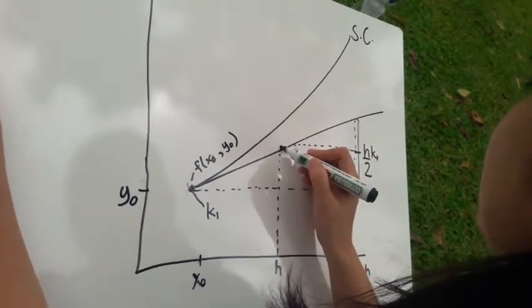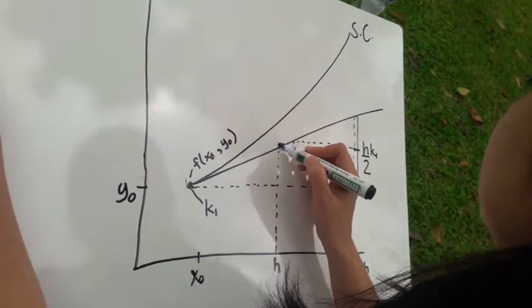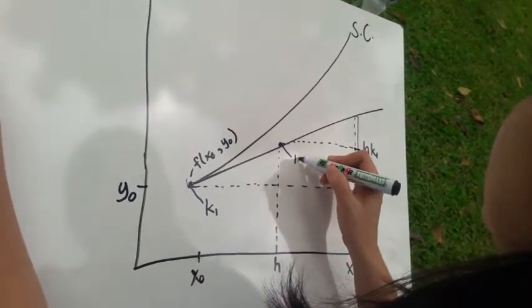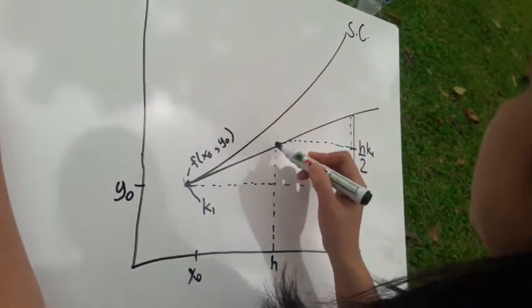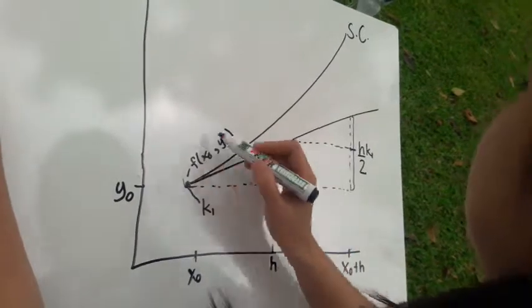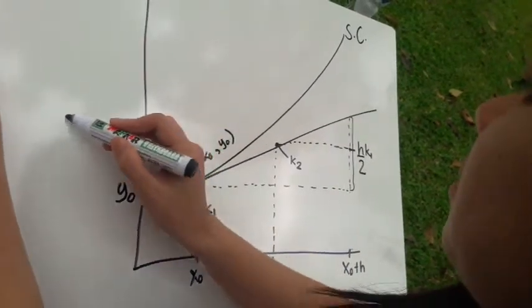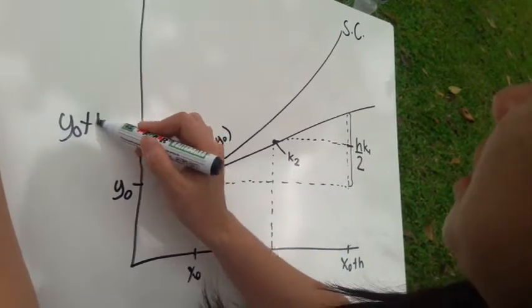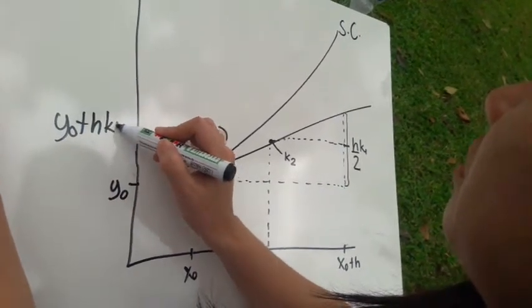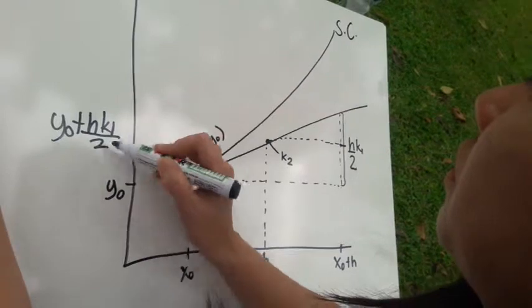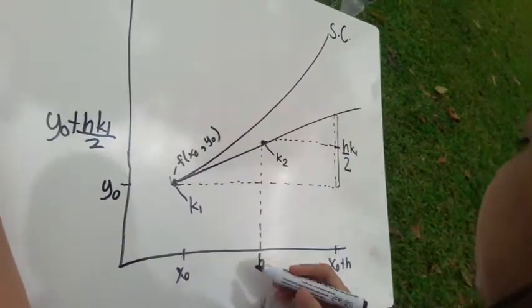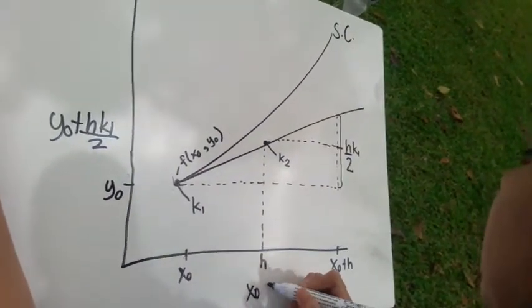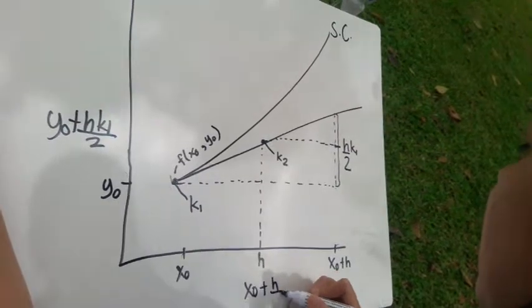So that intersection serves as our K2, which defines y sub 0 plus h k1 over 2 and x sub 0 plus h over 2.